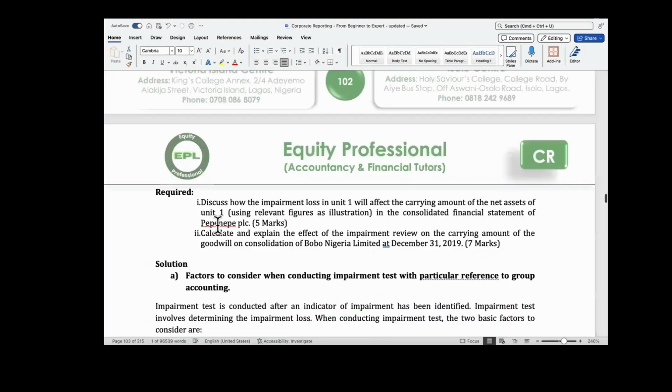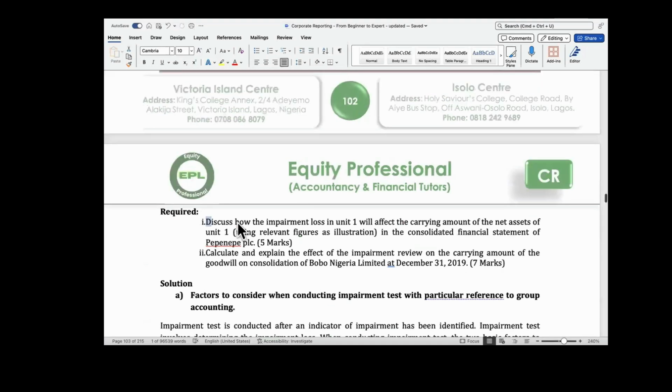Now, required: discuss how impairment loss in Unit 1 will affect the carrying amount of the net assets of Unit 1, using relevant figures as illustration, in a consolidated financial statement of Pepe. Discuss how impairment loss in CGU 1 will affect the net assets of Unit 1.